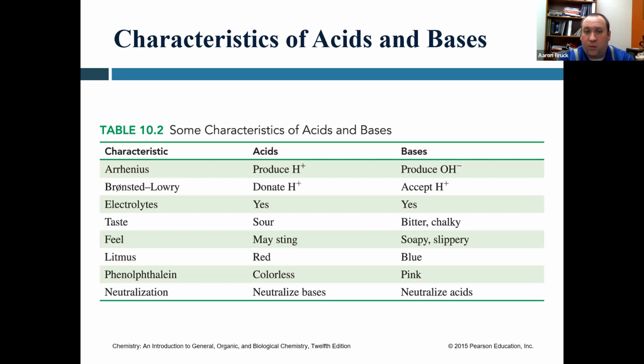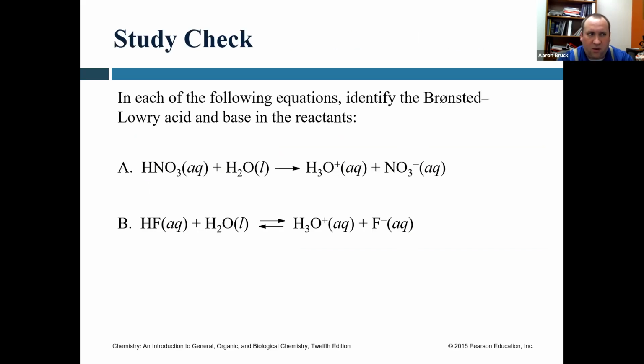Litmus paper will appear red in acid, but blue in base. Phenolphthalein, which is a very common acid-base indicator in the liquid phase, appears colorless in acid, but pink in base. And acids and bases do neutralize each other. In the next lecture, we'll talk more about those reactions that take place between acids and bases. But for now, let's review a couple of the concepts that we just went into.